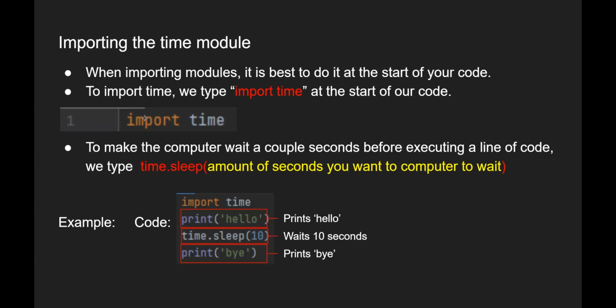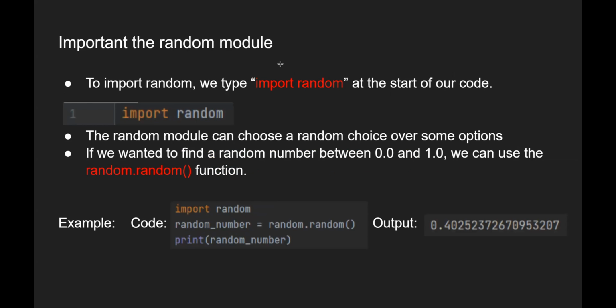So for importing modules, we can import time. If we did time.sleep, we can put the amount of seconds we want to wait. So if we did print hello and then time.sleep 10, it'll wait 10 seconds before printing the string bye. We can also import a module called random. If we said import random and then random.random, it will get a random number between 0 and 1.